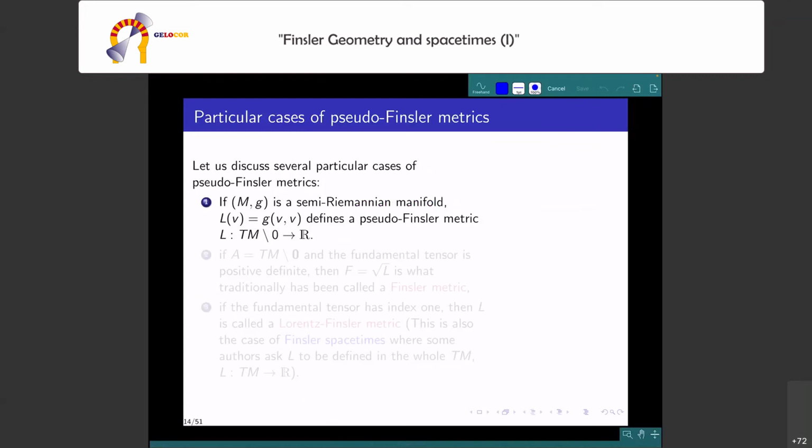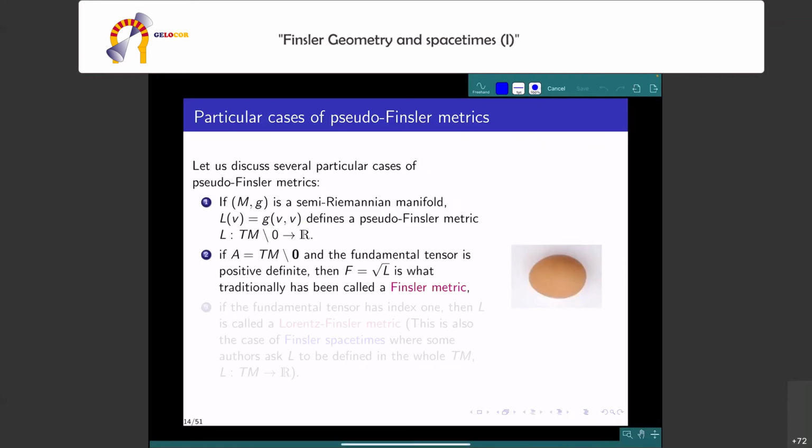So just to cite several important cases, well, if we have a semi-Riemannian manifold, then we can define a pseudo Finsler metric, defining L on V equal to g(V,V). Another important case is when we consider the classical Finsler metrics, where the subset of definition is the whole tangent bundle. Well, on the zero section it will be 0, but here I remove the zero section because it is not smooth. In this case, to have a classical Finsler metric, the fundamental tensor has to be positive definite. And usually we consider the square root of L, because F has to be positive homogeneous of degree 1. Okay, this is what is classically called a Finsler metric.